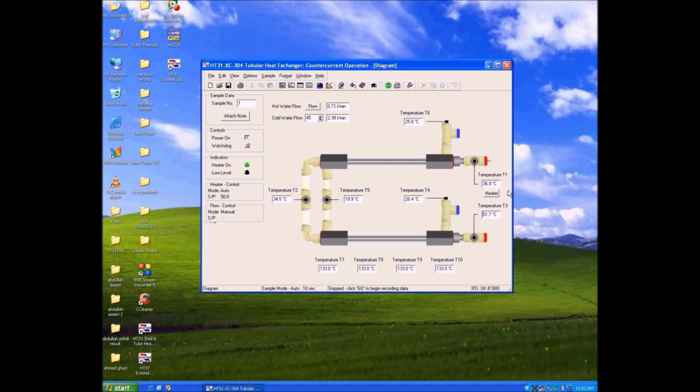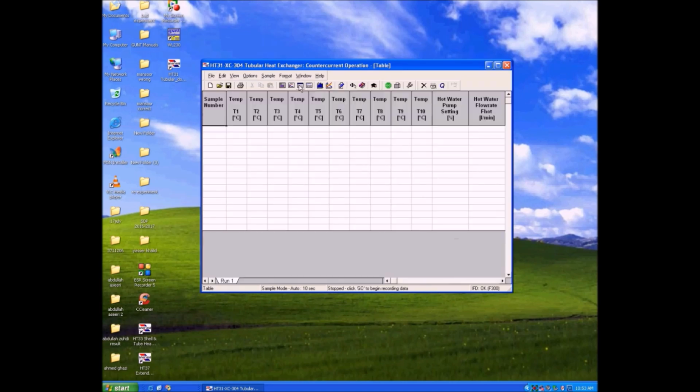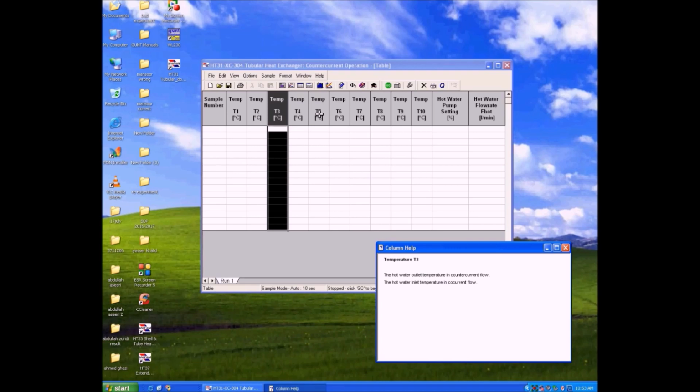So here the hot water inlet and cold water inlet are shown, but it is a graphical representation. Maybe there is a mistake in thermocouple connection, or no problem, this is not a mistake. If we change the water flow from here, it will change. So this is a graphical representation. Don't go on this counter or core current. It is showing a counter current.